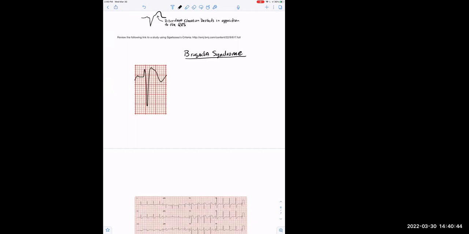You have type 1 and type 2, naturally, and type 1 is defined as ST segment elevation greater than or equal to 2 millimeters, with a downsloping. If we look at an example here, you see this downsloping in the ST segment. This is characteristic of Brugada syndrome. And the second thing you'll notice is an inverted T wave. So this is classic of type 1 Brugada syndrome: ST segment elevation of greater than or equal to 2 millimeters, a downsloping of the ST segment, and an inverted T wave. This would be defined as type 1 Brugada syndrome.